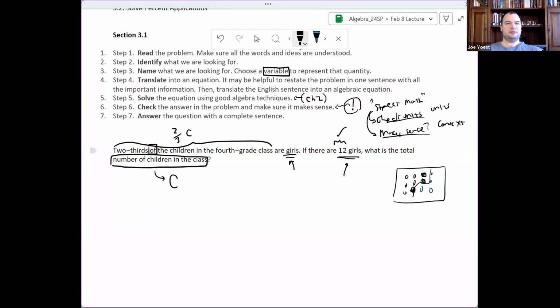When we see the word of, we usually think multiplication. So if I have half of a gallon of milk, that's like 1/2 times one gallon jug of milk. Or 2/3 of all the children is 2/3 C. Both of these are representing the same thing, the number of girls in the class. So if I want to translate this into an equation, I have one expression representing the number of girls, another expression representing number of girls. Those should be equal. They're representing the same thing.